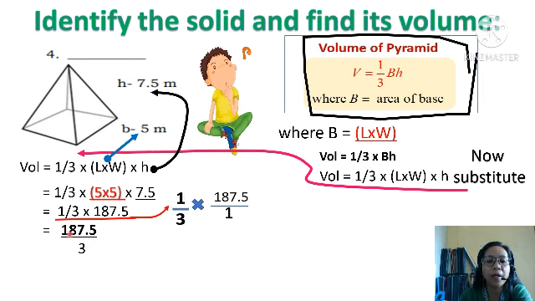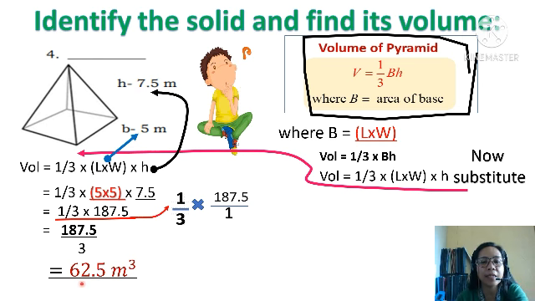I-divide mo na ngayon si 187.5 kay 3. So, 187.5 divided by 3, what is the answer? Use your calculator. Alright, so you have 62.5 cubic meters. So, ang sukat ng square pyramid na ito, ang kayang ipasok o i-accumulate ng square pyramid na ito na may base na 5 meters at height na 7.5 meters is 62.5 cubic meters.